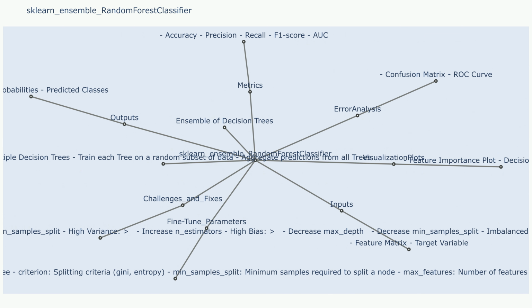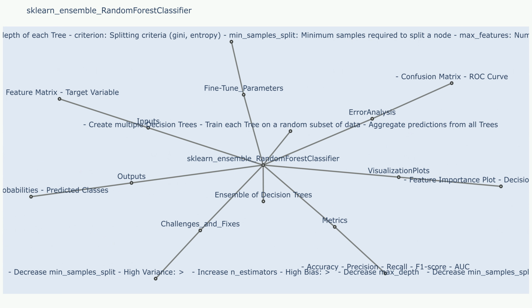Metrics. Accuracy: the percentage of correctly classified samples. Precision: the ratio of correctly predicted positive samples to the total number of predicted positive samples. Recall: the ratio of correctly predicted positive samples to the total number of actual positive samples. F1 score: the harmonic mean of precision and recall. AUC, area under the curve: a measure of the model's ability to distinguish between positive and negative samples.